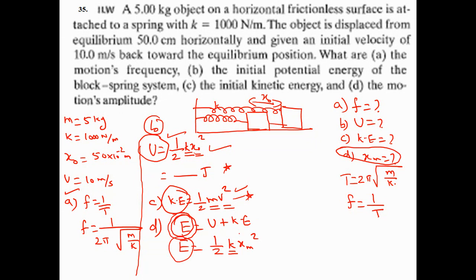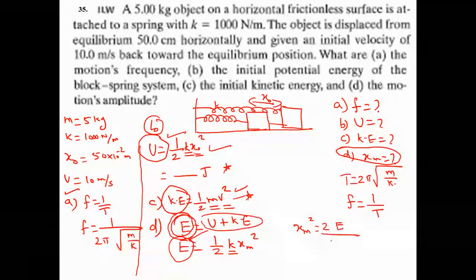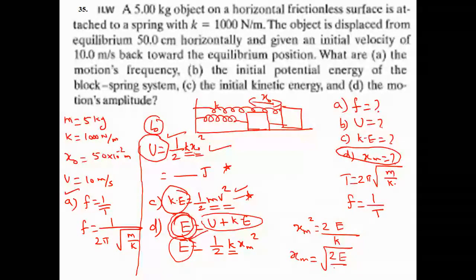After you add this, take the value, substitute here, and once you substitute, you will get the value of the energy. But by using this, you can easily find your xm square. Therefore, xm square is nothing but 2 multiplied by E divided by k. So now, my xm is equal to square root of 2 multiplied by E over k. Am I right?